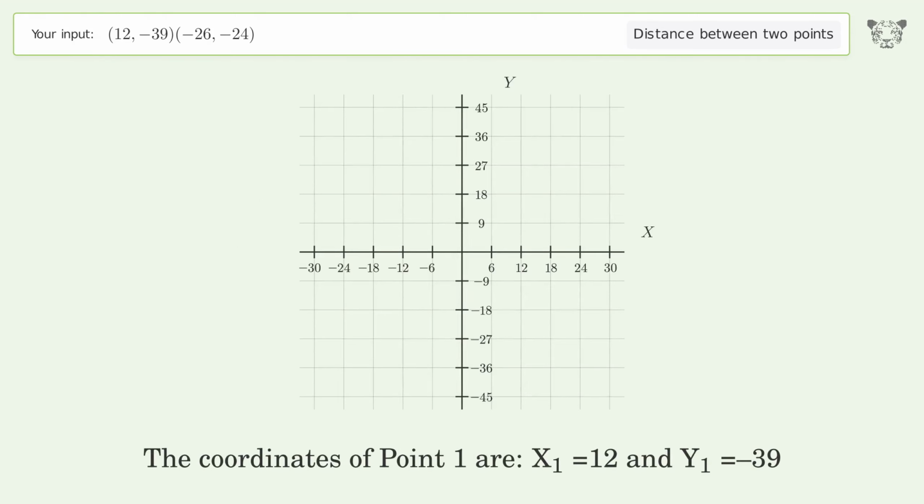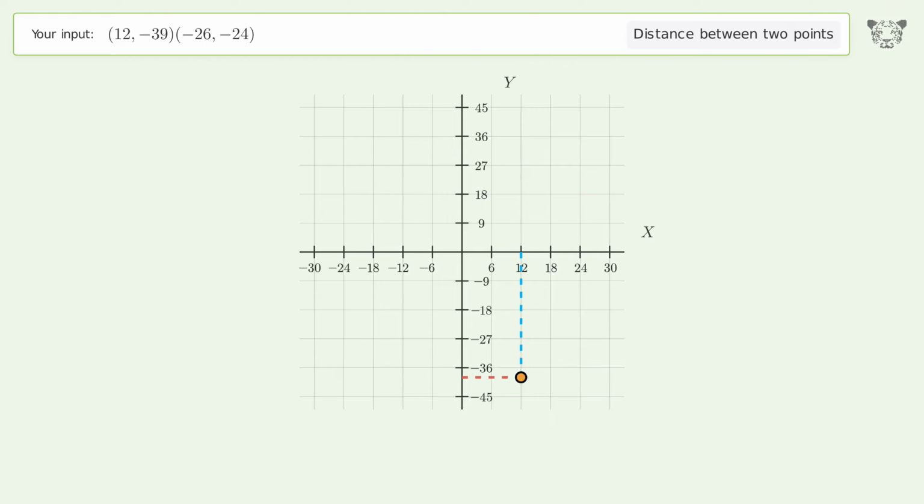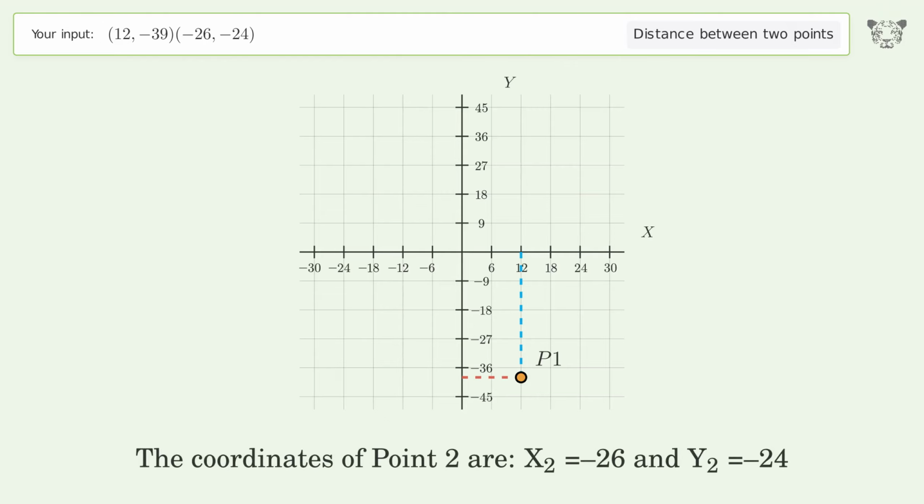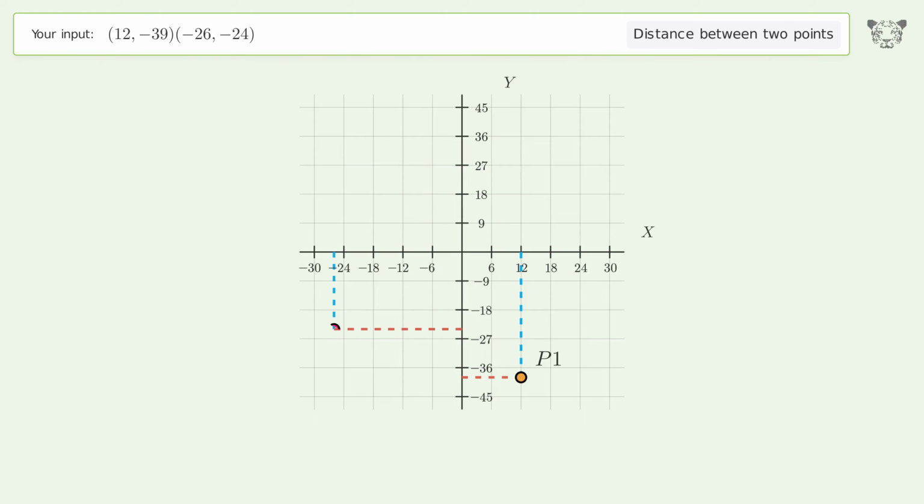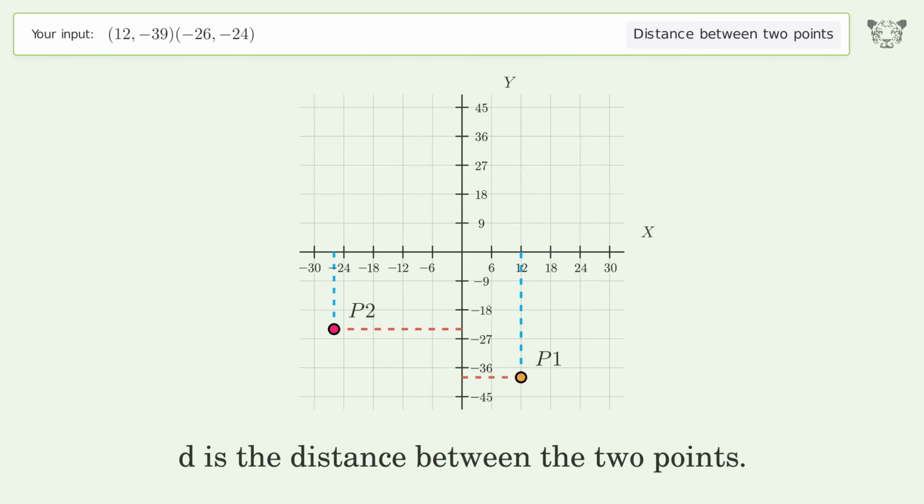The coordinates of point 1 are, x1 equals 12 and y1 equals negative 39. The coordinates of point 2 are, x2 equals negative 26 and y2 equals negative 24. D is the distance between the 2 points.